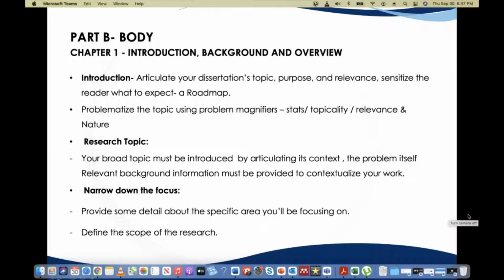Once you have done that, you are in a position to close this chapter one by literally saying, look, now that I've given you a proper overview of what my study is about, I want to end the chapter by giving you information that chapter one is introduction and background, chapter two is literature review, chapter three is this, chapter four is that. You have that section just to give a quick roadmap of what the rest of the thesis will look like.